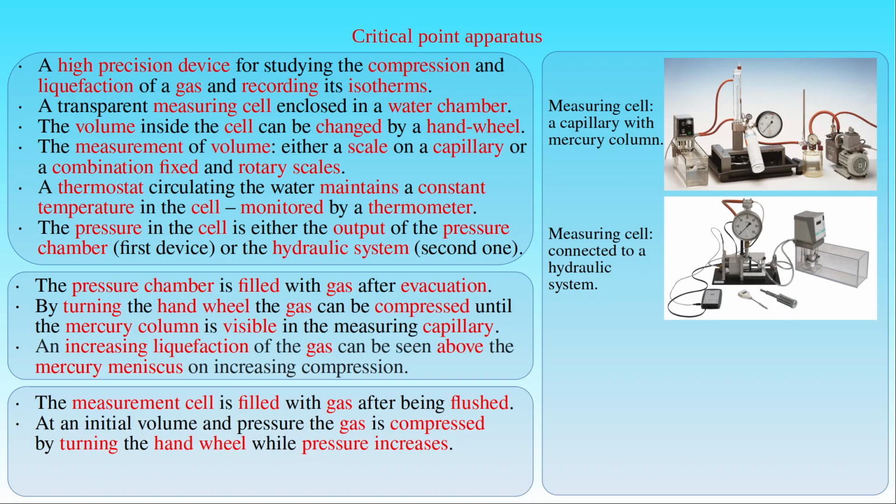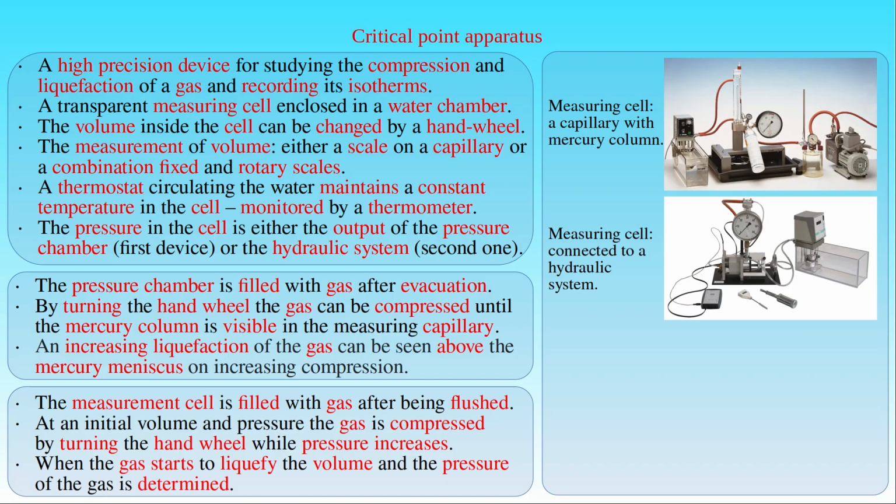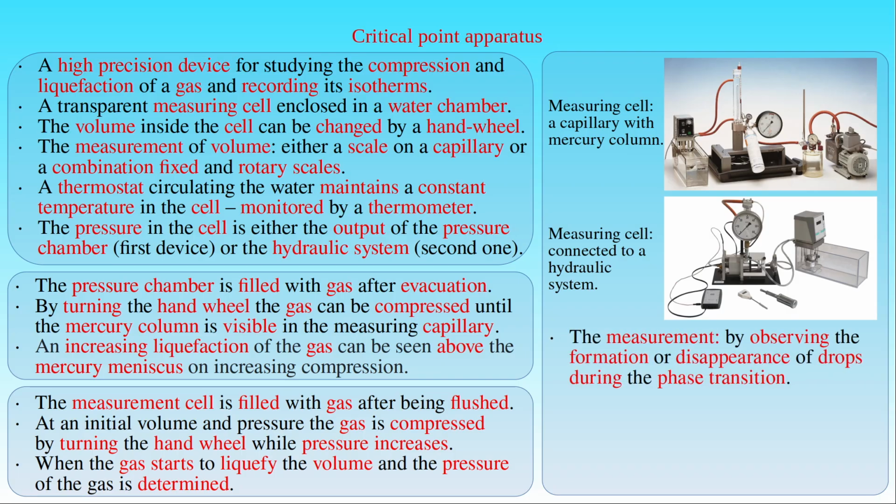The volume of the compressed gas in the cell is read from the combined fixed and rotary scale when the gas starts to liquefy in the transparent measuring cell. The measurement with these devices is based on visual information, since it is possible to observe the formation of the first drops of liquid and disappearance of the last gas bubbles during transitions from the gaseous to the liquid phases and vice versa. During the phase transition, the critical volume can be determined from the height of the mercury column or the position of the combined scale on the measuring cell.